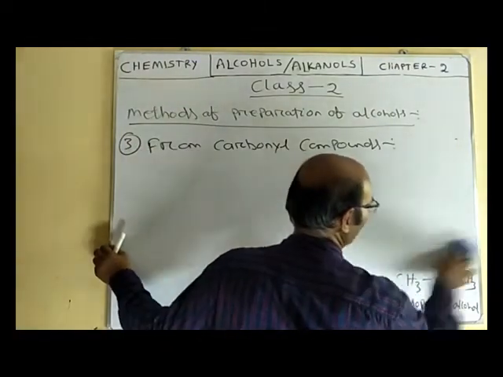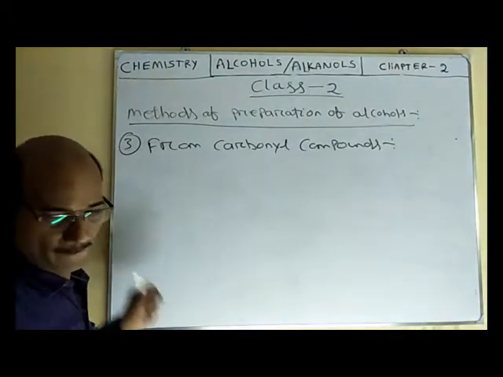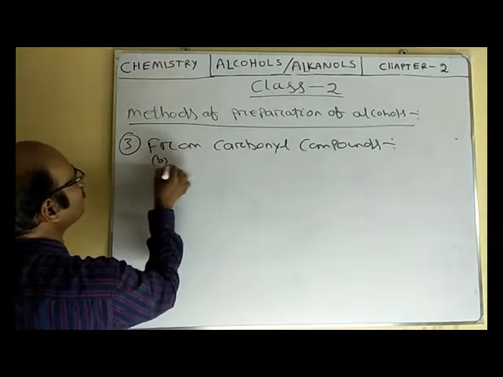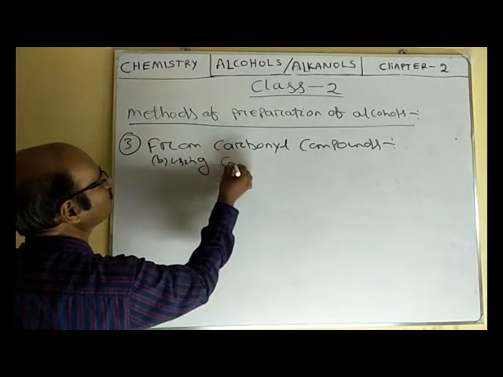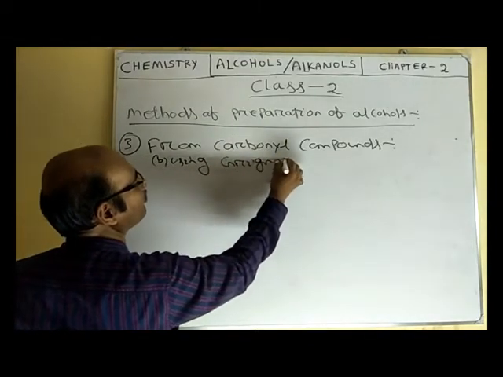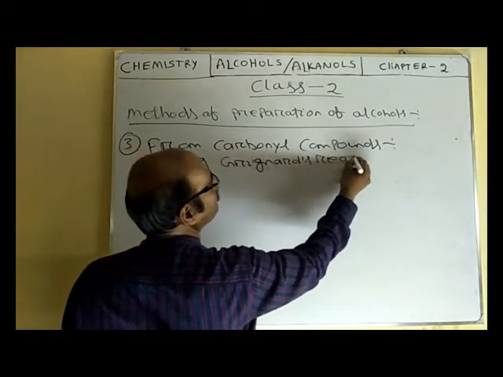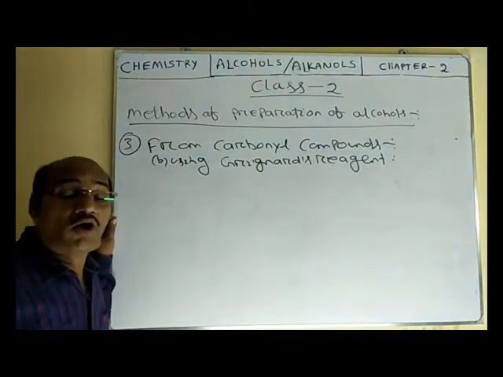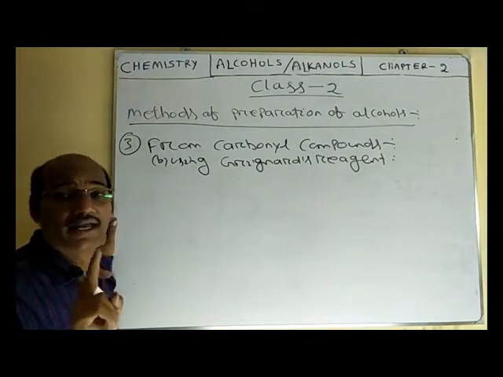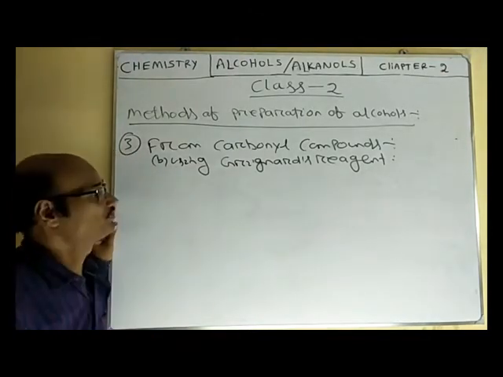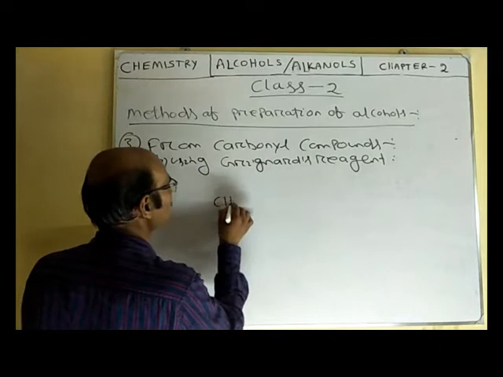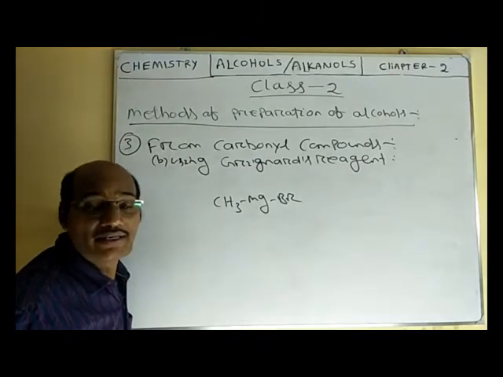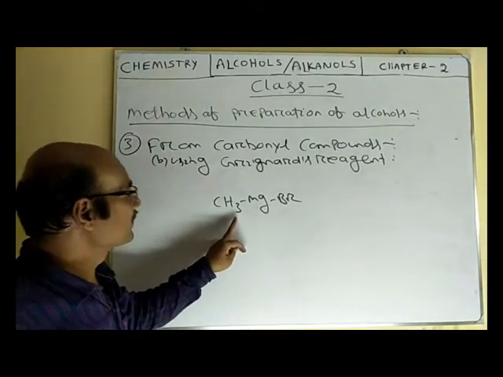Okay? Now, how can you prepare alcohols from carbonyl compounds by using Grignard's reagent? Now, what is Grignard's reagent? It is an alkyl magnesium bromide, like CH3MgBr. This is your alkyl magnesium bromide, called what? Grignard's reagent.